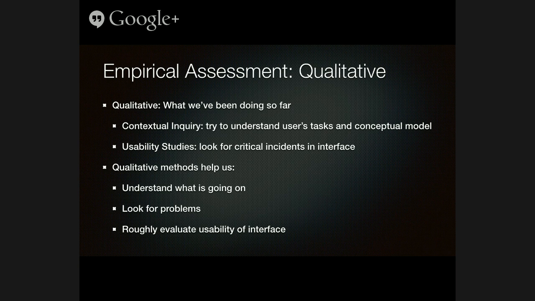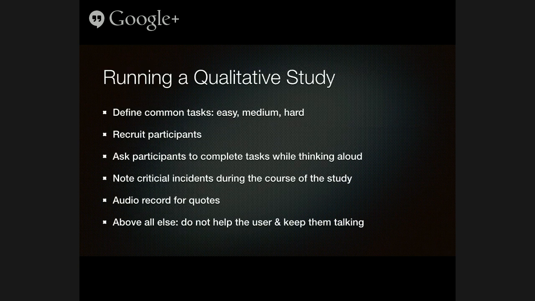Qualitative methods help us understand what's going on in the system. They help us look for usability problems, and they help you roughly evaluate the usability of a user interface, of whatever your design is. And so the broad steps to running a qualitative study are to define your tasks. This is the same thing that you guys did in your task analysis process. Like I said, those will keep chasing you all through this process.